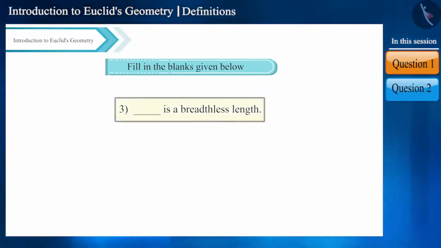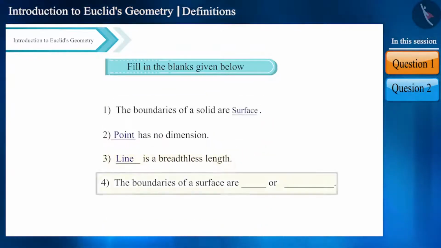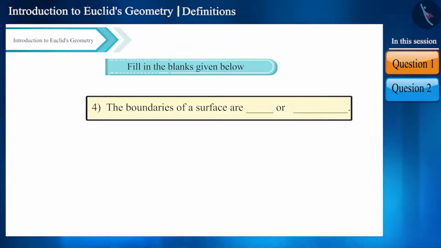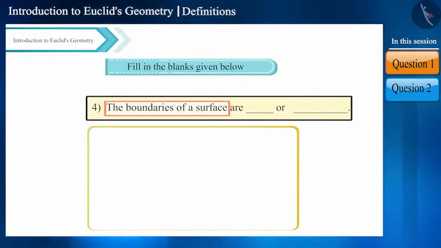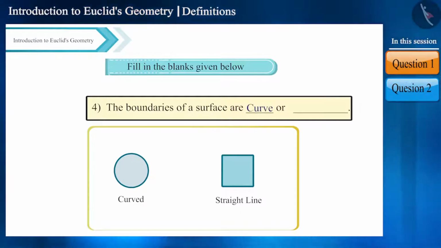In the third blank, we are talking about breadthless length. That is, something that only has length and no breadth. Friends, according to Euclid's definition, lines are breadthless length. So the answer is line. Look at the fourth and the last blank. Here we are talking about surface boundaries. The boundaries of a surface are either curved or a straight line. Therefore, the answer for the first blank will be curve, and for the second blank, it will be straight line.